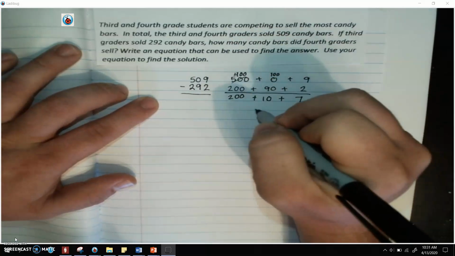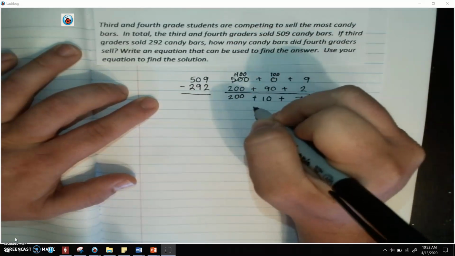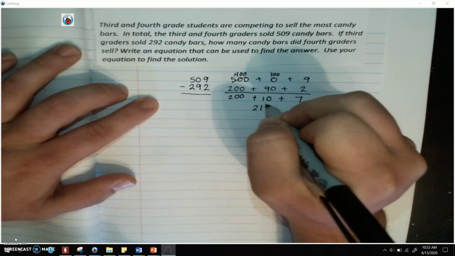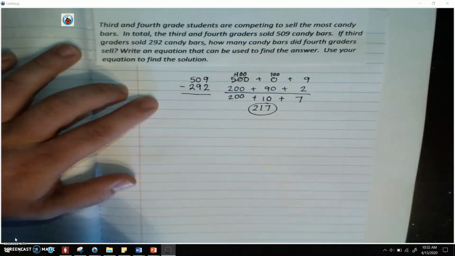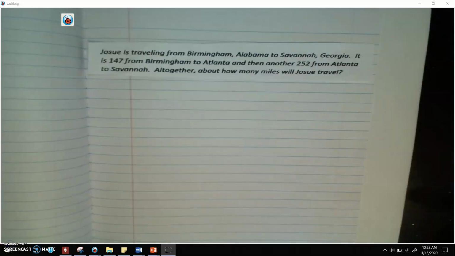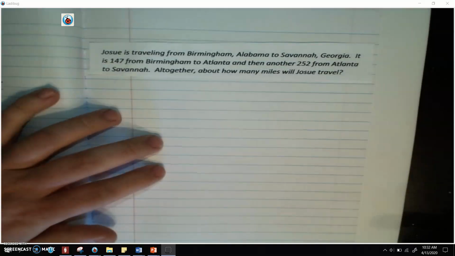Now I'm going to put my number back together. 200 plus 10 plus 7 would be 217. So the 4th graders sold 217 candy bars. We're going to use that same strategy of decomposing to solve this other problem.